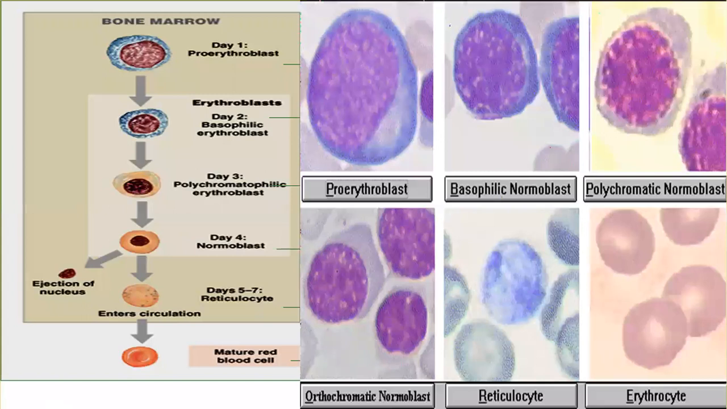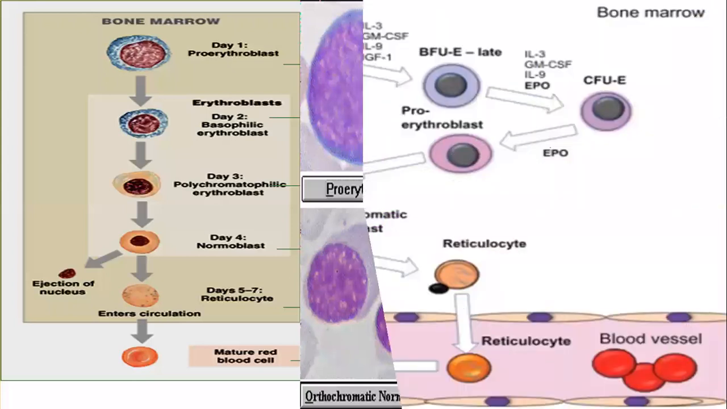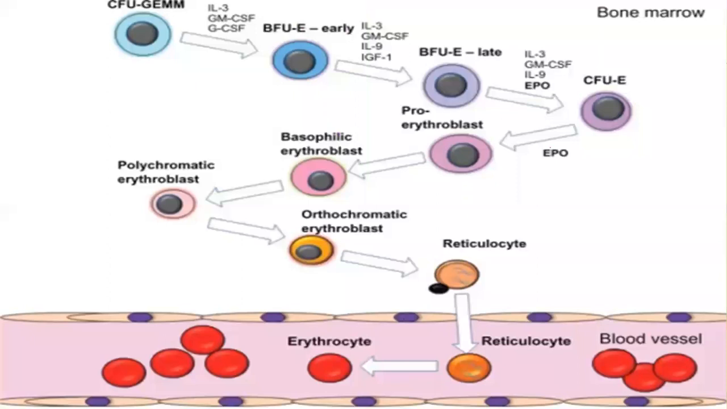Okay, so this diagram is just showing the same cells undergoing development that we've already discussed. This is a pathway for erythropoiesis. It's basically the same, but here I've attached the factors that are involved. So you have the colony-forming unit, granulocytes, erythrocytes, macrophages, and also megakaryocytes. This will now differentiate into burst-forming unit erythrocytes, and there are factors that will stimulate it to differentiate into burst-forming unit erythrocytes late. Then from here, you also have other factors that will stimulate it to become the colony-forming unit erythrocytes.